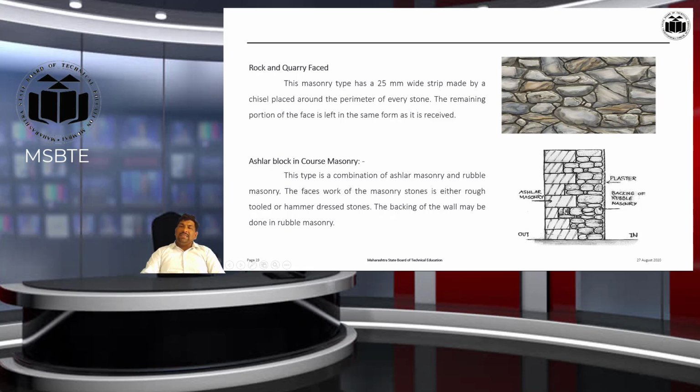As you can see in this image, the front side is constructed with properly dressed and shaped stones, and the backing could be with rubble masonry, and that's why this type of masonry is called ashlar block in course masonry.